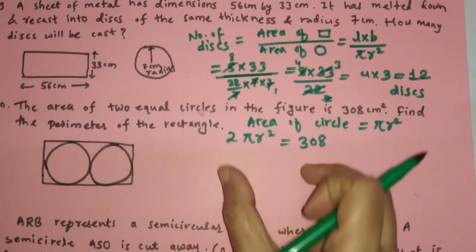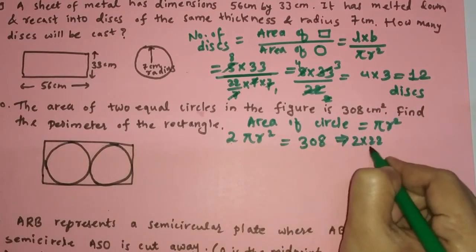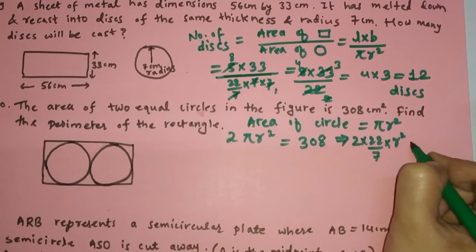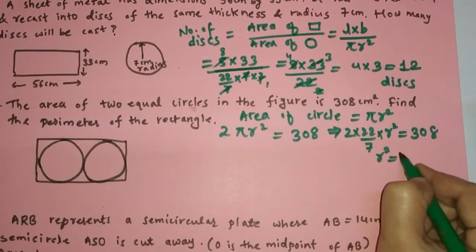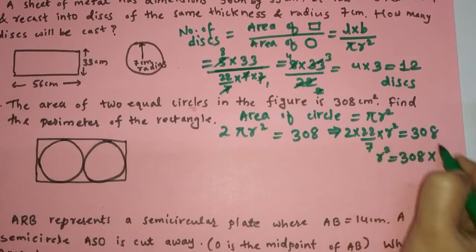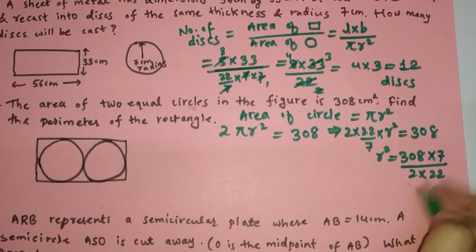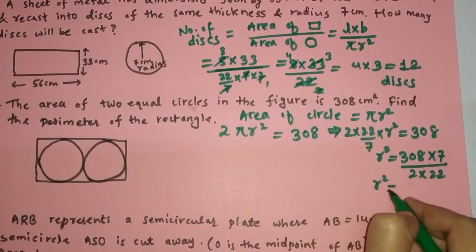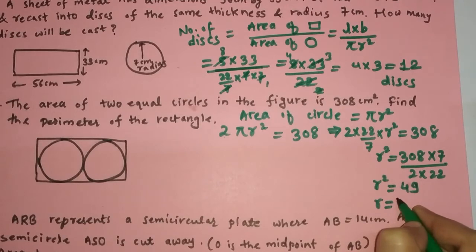So first of all I'll get this area. So 2 into 22 upon 7 into r square is equal to 308. So r square is equal to 308 multiplied by 7 divided by 2 into 22. So after solving this, we'll get r square is equal to 49. So r is nothing but 7 centimeters.